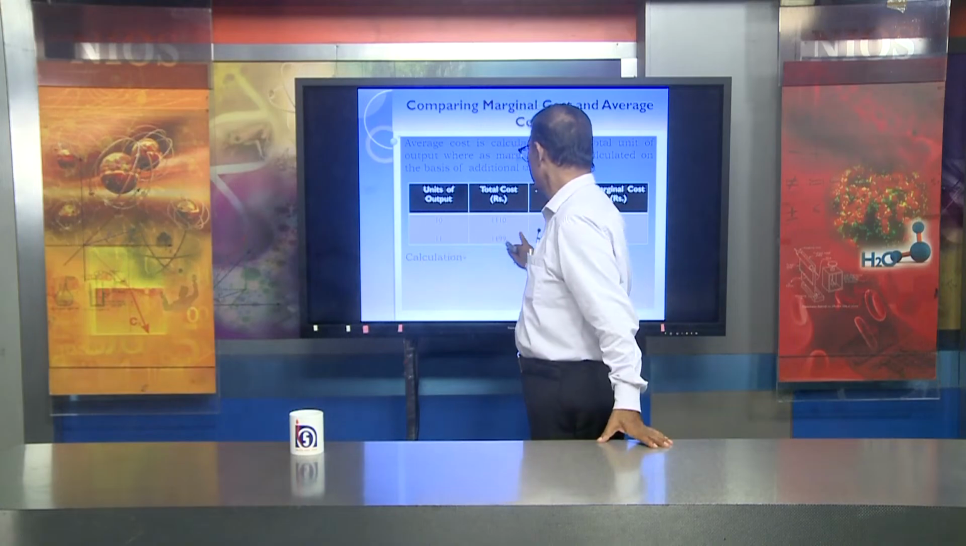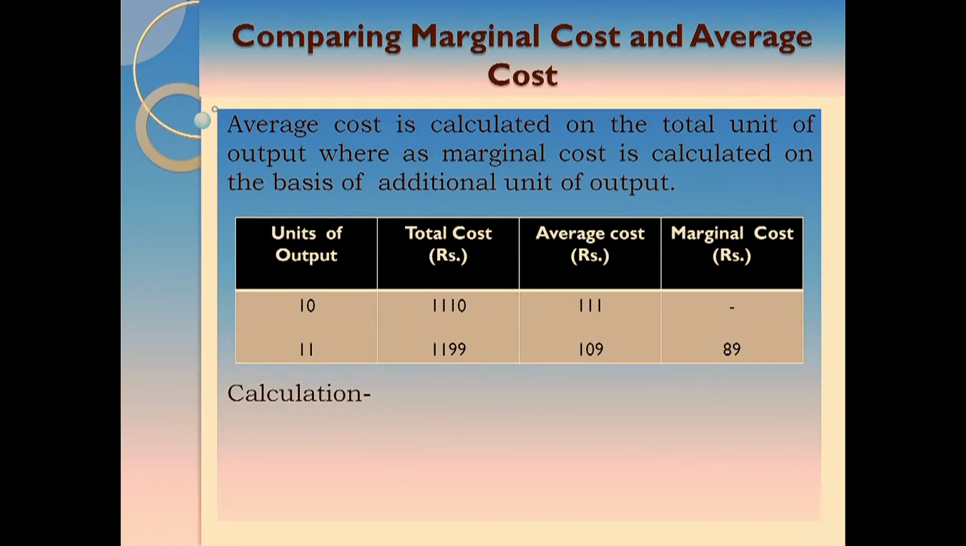Total cost कितना लगा आपका? 1110. जब आपने एक ज्यादा unit produce किया तो आपका cost हो गया 1199. मतलब 1199 में से 1110 को minus कर लेंगे तो आपका value कितना आएगा? 89.